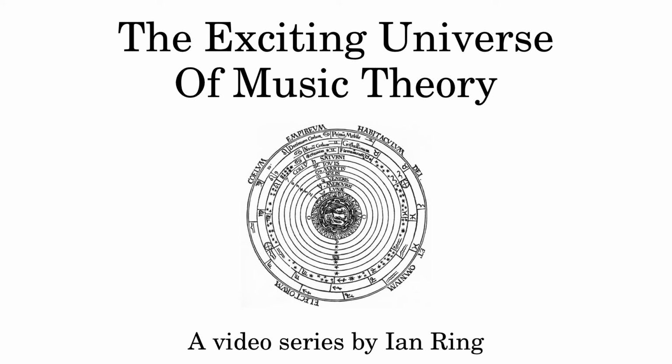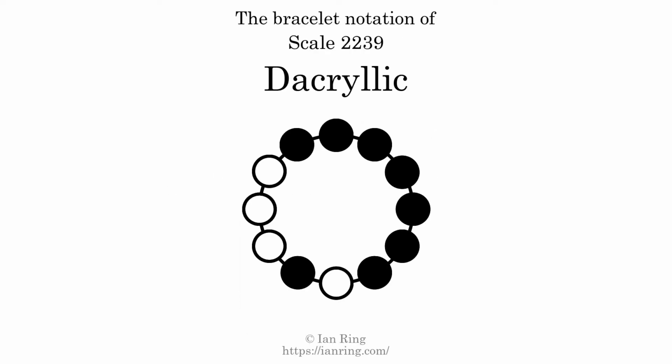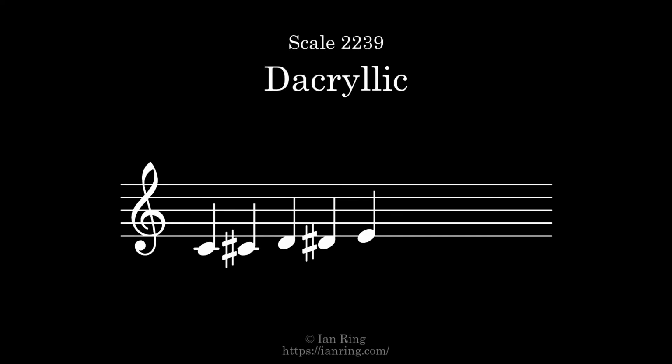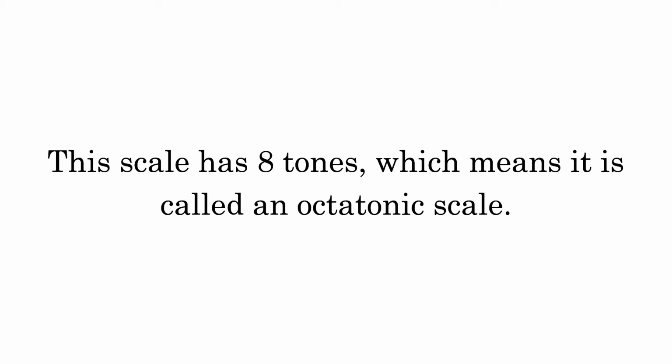Welcome to the exciting universe of music theory. Are you ready to learn? Then let's begin. Today we will talk about scale 2239, Dacryllic, which sounds like this. This scale has 8 tones, which means it is called an octatonic scale.